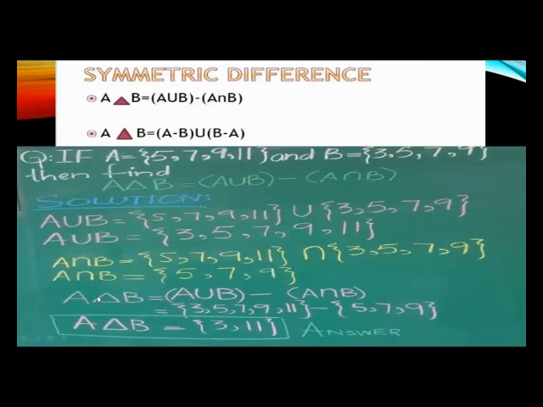Now A delta B is equal to A union B minus A intersection B according to the given condition. So we write the answer for union, then the minus sign, then the answer for A intersection B. Now about this minus sign, we have a clear understanding. We compare the two sets and find the common elements, then we write the uncommon elements of the first set. The first set is A union B. 5, 7 and 9 are the common elements, we drop them, and the uncommon elements are 3 and 11, so we write 3 and 11.